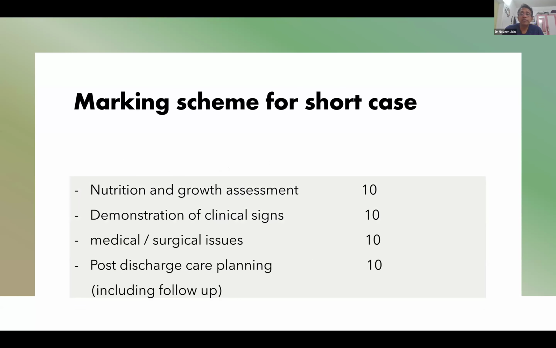Now, what is the marking scheme for a short case for 40 marks? So please pay attention. It's a growing preterm in most babies, and therefore, what nutrition is happening? Is he getting milk, formula milk, supplements? Is the growth appropriate? And demonstration of clinical signs may be asked of you. You may be asked to show a popliteal angle, or you may be asked to demonstrate how you would feel for the kidneys, how you would look for hip dislocation. That could be based on the case.